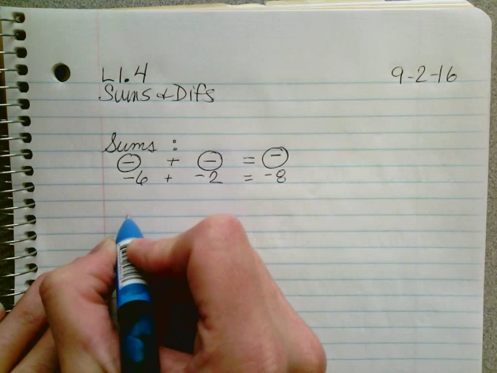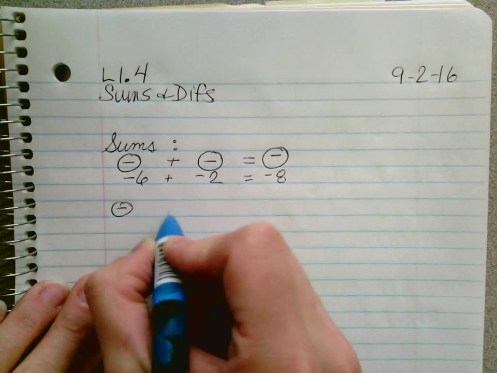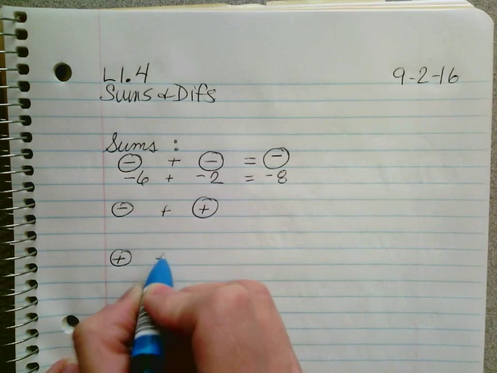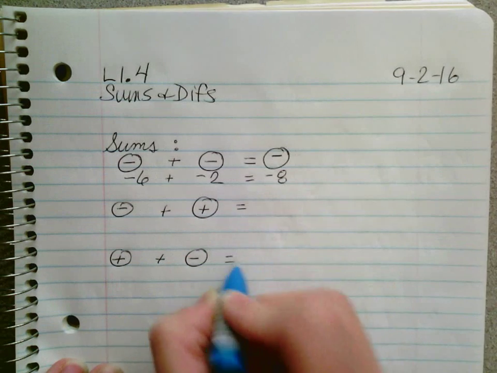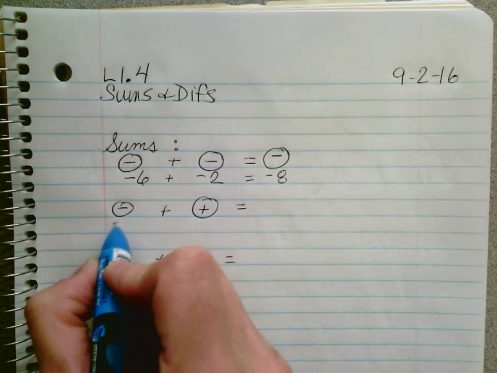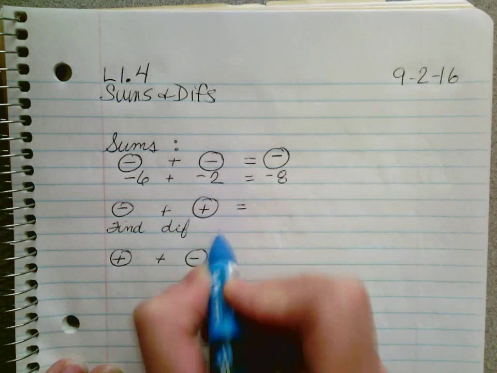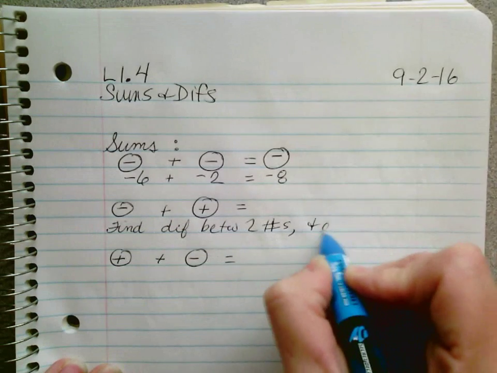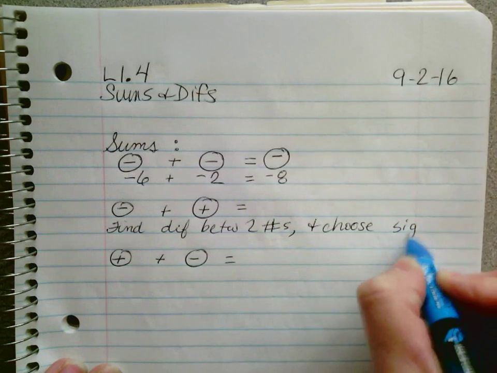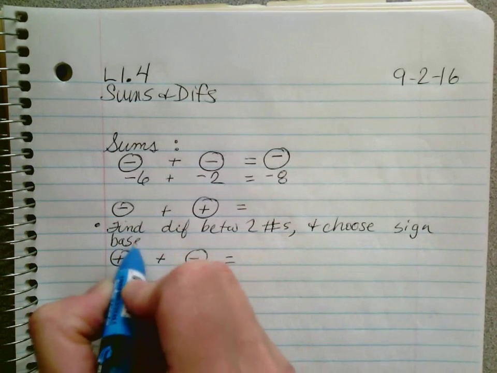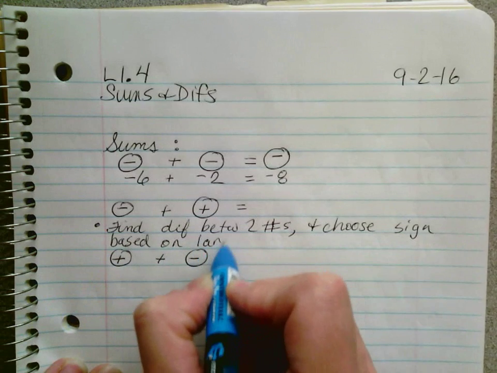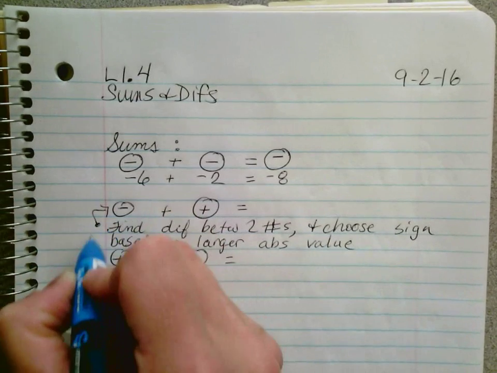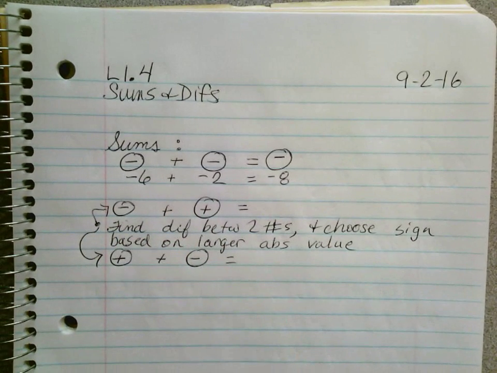In contrast, when you're dealing with the negatives and positives combined, you simply find the difference between the two and choose the sign based on the one with the larger absolute value. Okay? That's for both of these when you're combining negatives and positives.